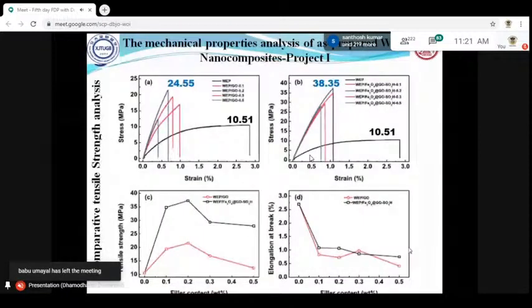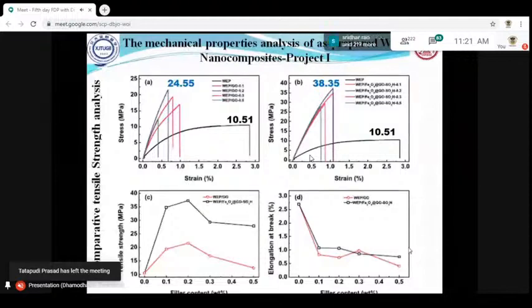After the quality checking by characterization, we did the incorporation and prepared composites with the WEP system. We then performed tensile property analysis with the help of a UTM machine. Here we can see the neat WEP is showing 10.51 megapascal, but in the case of GO, at a loading of 0.28%, the tensile property has increased remarkably to around 24.55 megapascal.